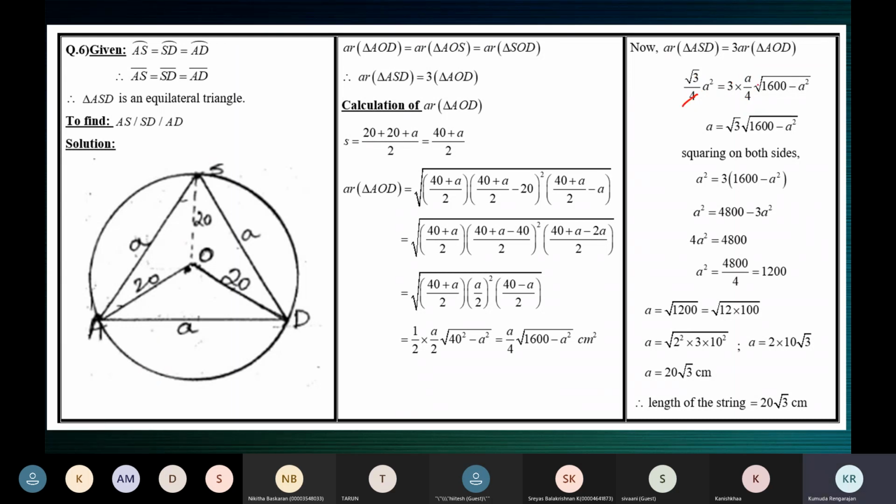See here, this 4 and 4 on either side get cancelled. Then root 3, and there are 2 root 3's in 3. So one root 3 gets cancelled, the other root 3 remains. And then this a and a square. So 1a remains here. So you have a is equal to root 3 into root of 1600 minus a square.